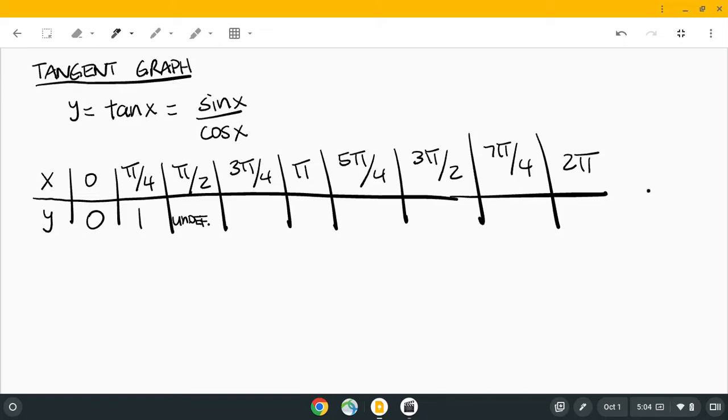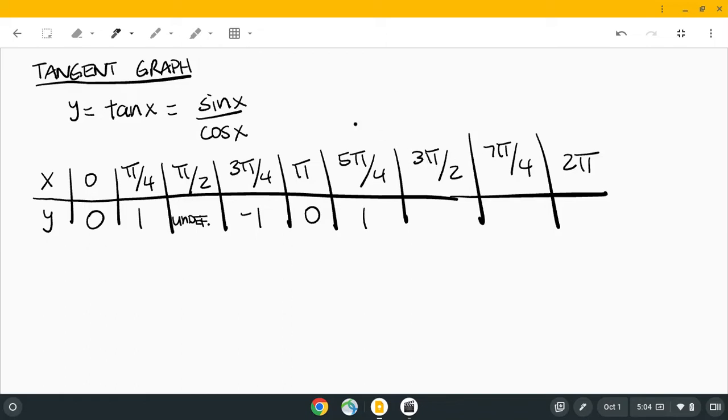And then we're at 3 pi over 4, which is quadrant 2. So sine and cosine are the same, except that cosine is negative. So we get -1 here. And then tangent of pi, sine of pi is 0, cosine pi is -1, 0 over -1 is 0. 5 pi over 4, we're in quadrant 3. So both sine and cosine are negative. So 5 pi over 4, we'll get a +1.